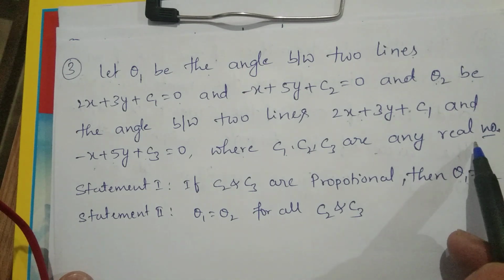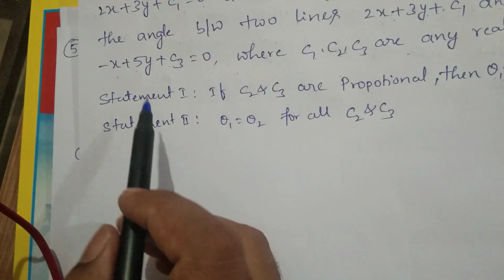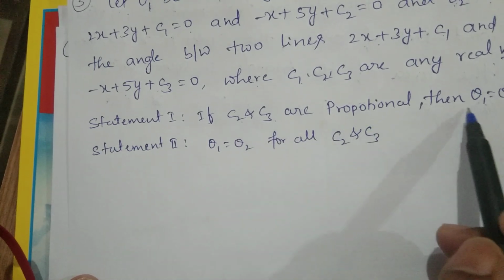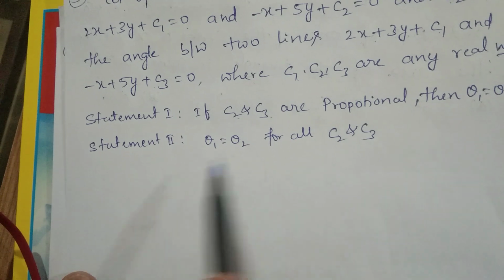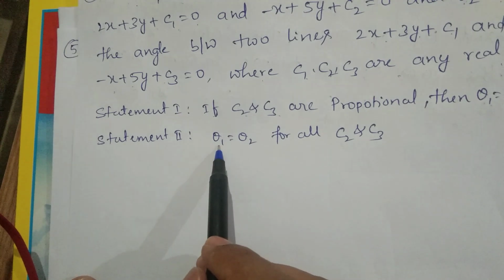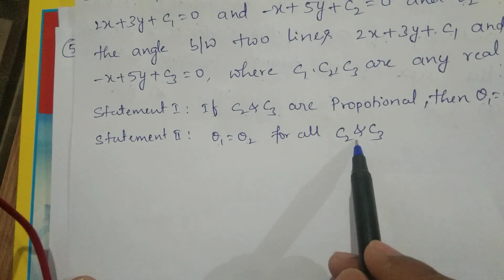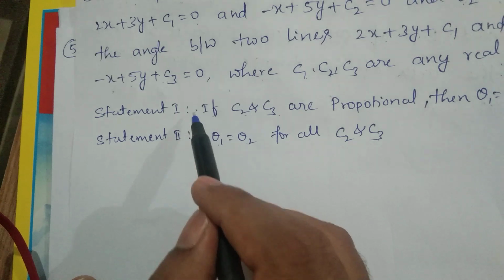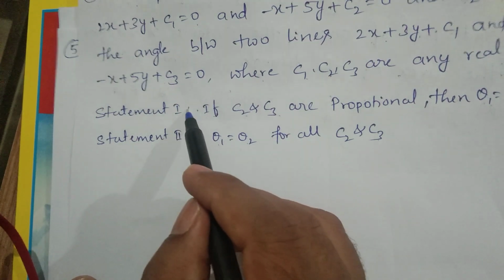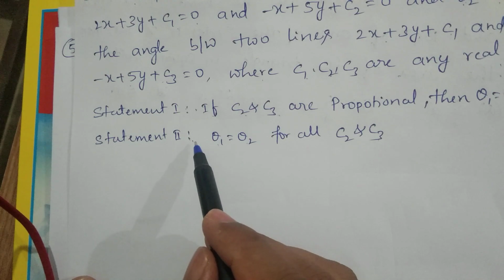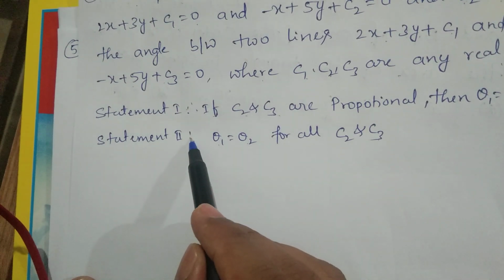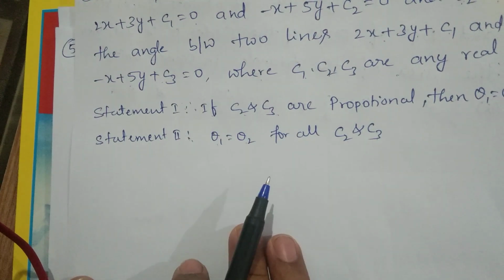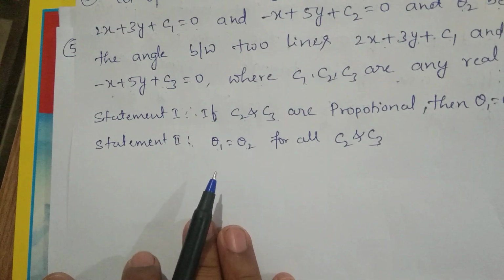Then the statements they gave: statement 1, if c2 and c3 are proportional, then theta 1 is equal to theta 2. Statement 2, theta 1 is equal to theta 2 for all values of c2 and c3. Which one is true? Whether this one is true, or this one is true, whether both are true, or both are false, we have to check. They will give the 4 options like that. Okay? According to the concept, let me see.